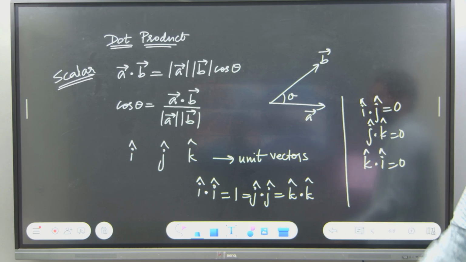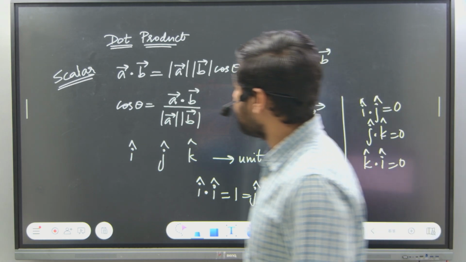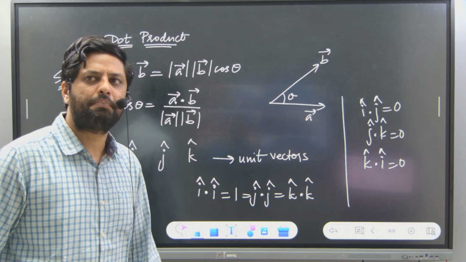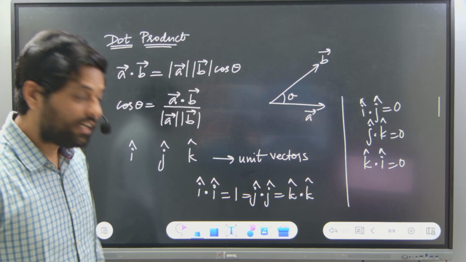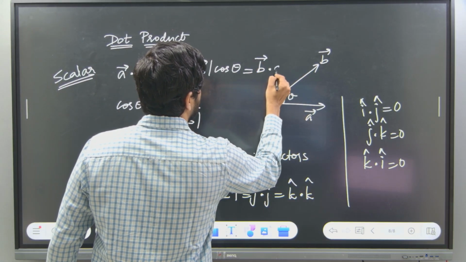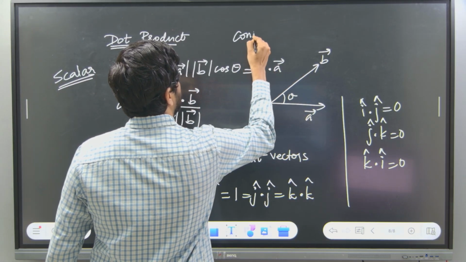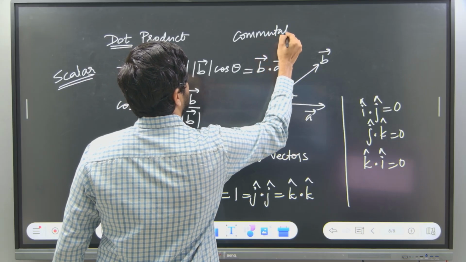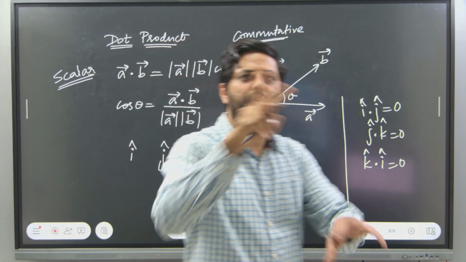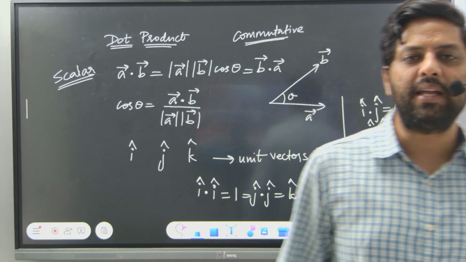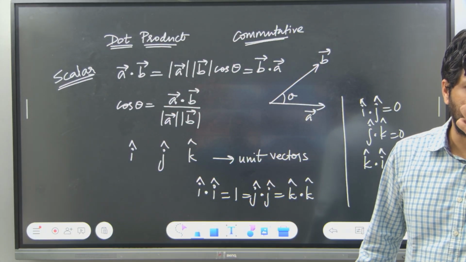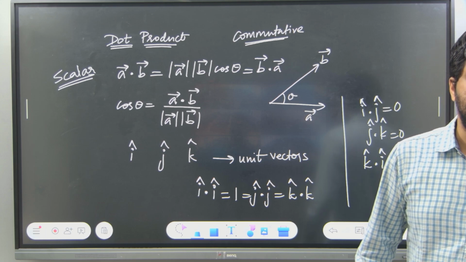And one more thing, I dot J, J dot I, will the result change? A dot B, B dot A, will the result change or will it be the same? It will be the same. A dot B and B dot A are the same. So what can you tell? We can say that the dot product is commutative. What do you mean by commutative? If you reverse the order of multiplying, then the final result is not going to change.